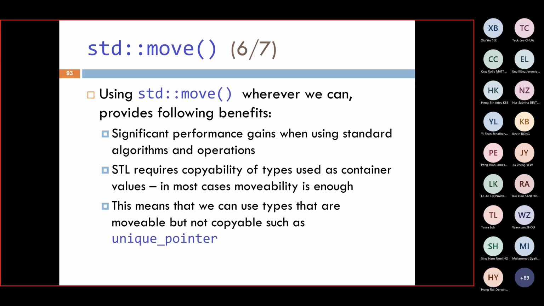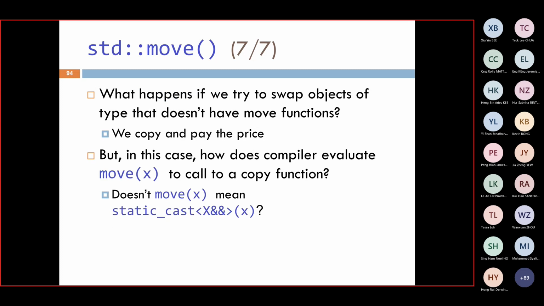So, anyways, these are the useful things, and then it seems like we have something called unique pointers. I was actually going to talk about the pointer stuff right after this. So what happens if we try to swap objects of a type that don't have move functions? We copy and pay the price, right?